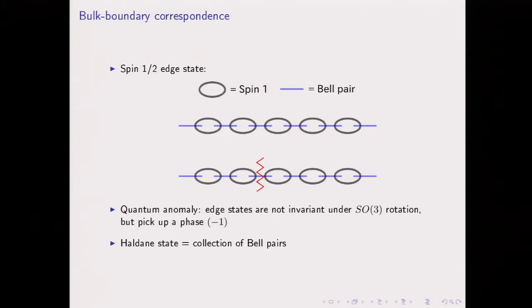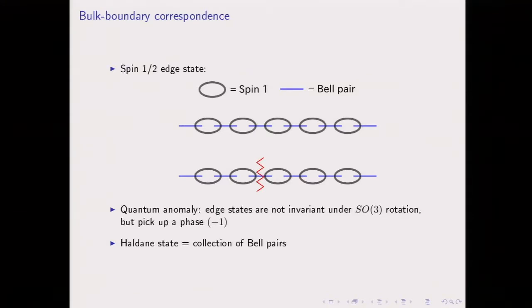This is a correlated entangled state in the sense that if you try to make a boundary to the system, what you cannot avoid is that you effectively cut a Bell pair somewhere. So then there's an effective spin-1/2 degree of freedom appearing on the boundary. That's signaling the non-trivial topology of the Haldane phase. Okay, so this is a well-known story.